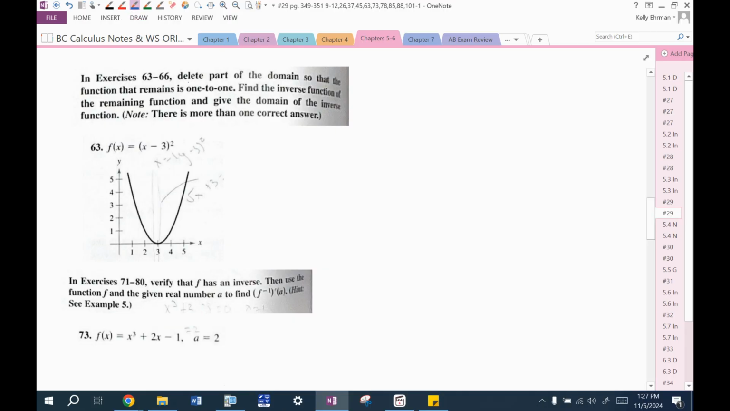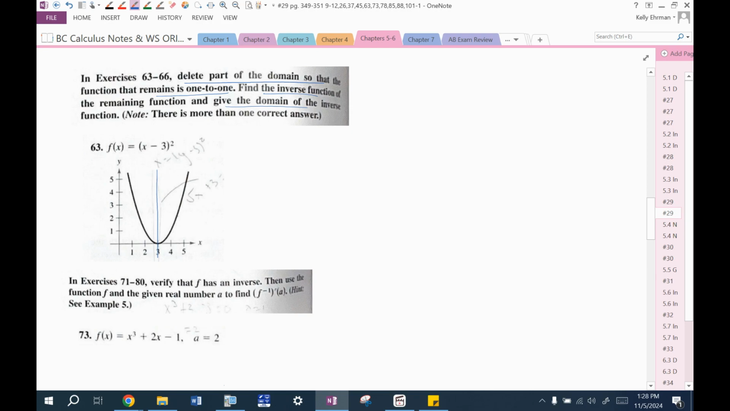Next question says, delete part of the domain so that the function that remains is 1 to 1. Remember, 1 to 1 means the function that remains has an inverse function. Find the inverse function of the remaining function and give the domain of the inverse function. There is more than one correct answer, there are all kinds of correct answers. I'm going to split this right down the middle.